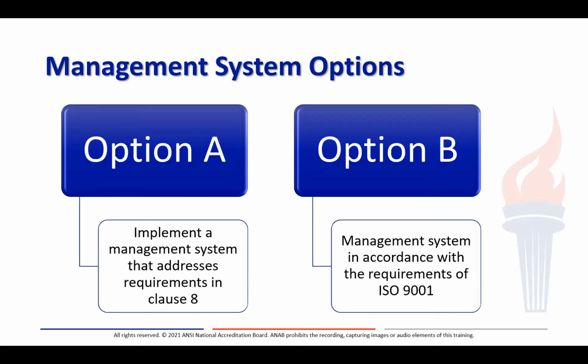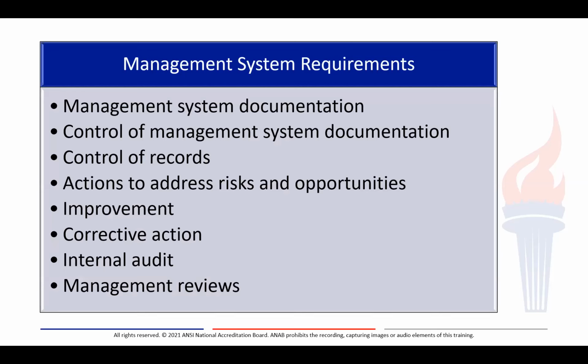Option B allows the laboratory to maintain a management system in accordance with ISO 9001 that is also capable of supporting the consistent fulfillment of the 17025 standard requirements. Such a management system would then meet the requirements of Clause 8 of the 17025 standard. Regardless of the option chosen, laboratories must meet all of the 17025 standard requirements for their management system. And you can see with these options, ISO 9001 is a part of 17025 when we look at the management system requirements.